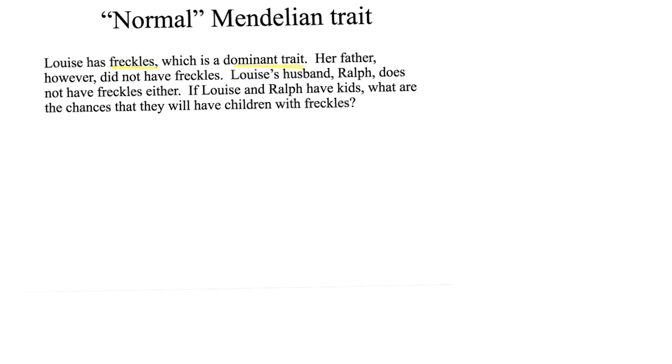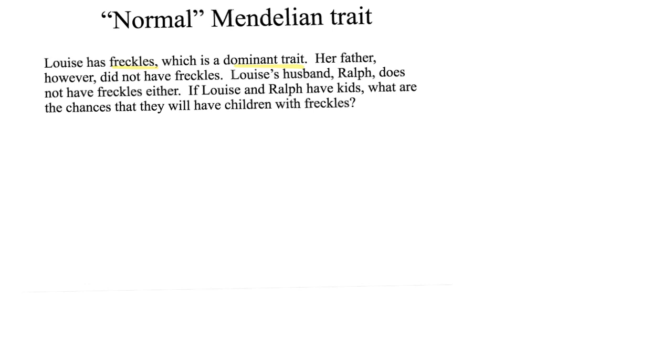Hi everyone, here's some practice Punnett square questions that I'm going to work out for you step by step so you can have more practice at home. The first question we're going to do, I'm calling it a normal Mendelian trait. These are the first ones we learned. This is where you have one dominant allele, one recessive allele, and then just one gene that codes for a trait. Let's go ahead and read this question.